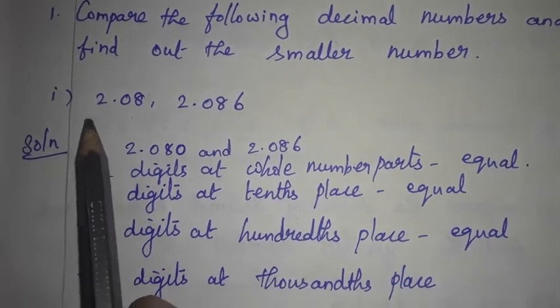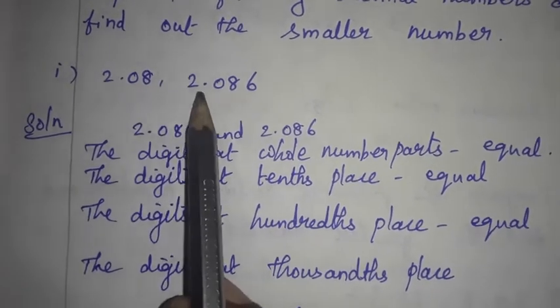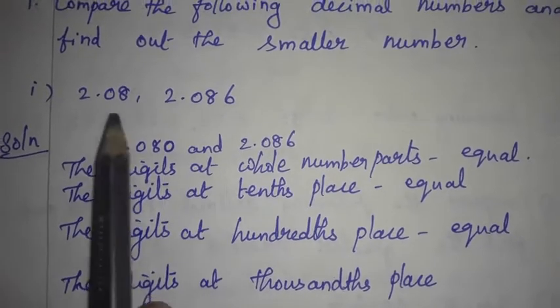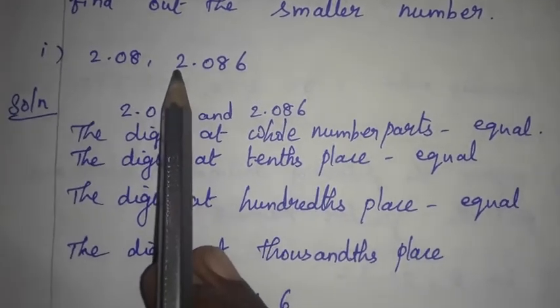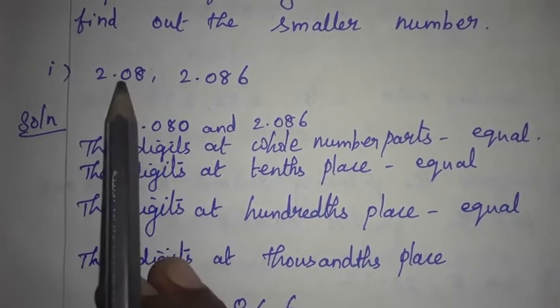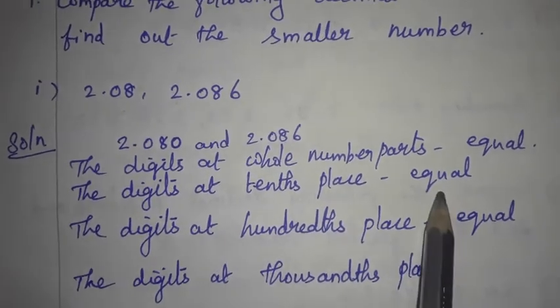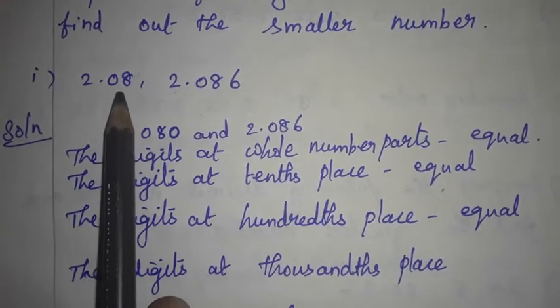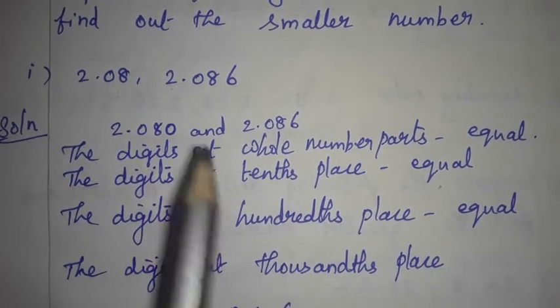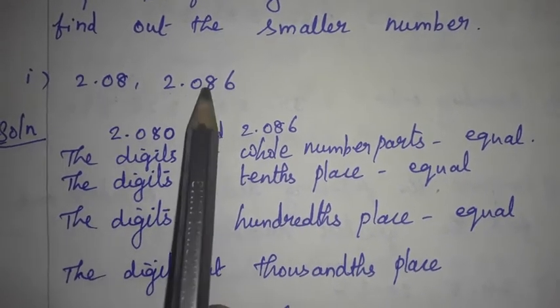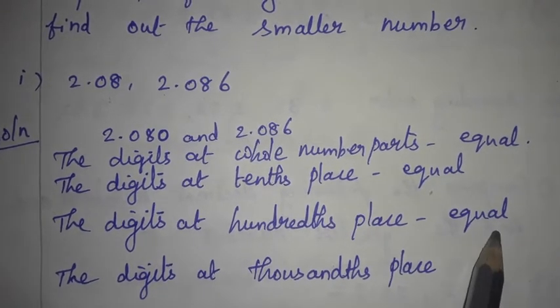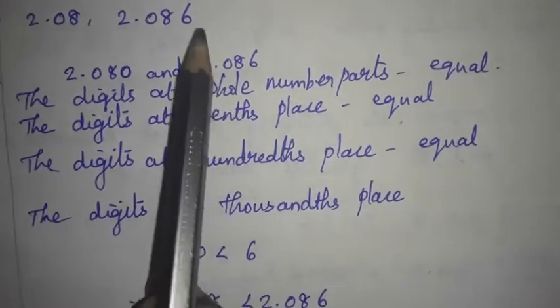The first sum is 2.08 and 2.086. If we compare the whole part of the numbers, the whole parts are equal. Therefore, we are going to compare the 10th place. The 10th places are also equal. The next is the 100th place. Here also 8, here also 8. Therefore, the 100th place is also equal. Then we are moving to the 1000th place.